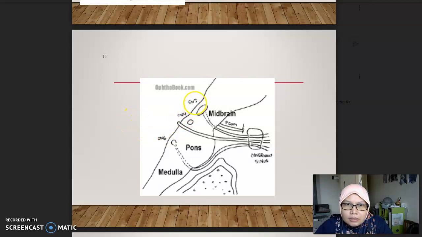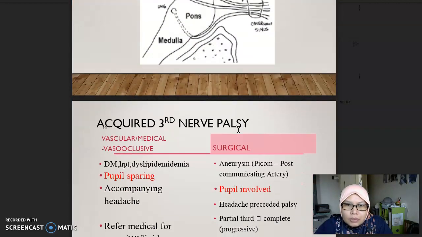Okay? So, alright. This is the third cranial nerve nucleus in the midbrain. So the fibers will go down and go anteriorly. It passes through the cavernous sinus. And on top of the third nerve, there is the posterior communicating artery. Okay, this posterior communicating artery can develop an aneurysm. Anything bulging here will directly compress the third nerve fibers. Okay, so let's see.